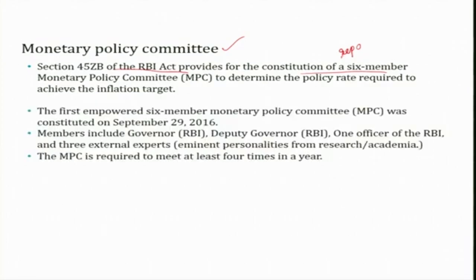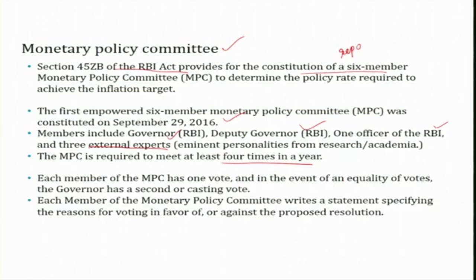About this committee, the first empowered 6-member Monetary Policy Committee was constituted in 2016. The members are the governor, the deputy governor, one officer from RBI, and 3 external experts. So far, they have been eminent personalities from research and academia. The MPC is required to meet at least 4 times in a year. Each member of the MPC has 1 vote, and in the event of an equality of votes, the governor has a second or casting vote.